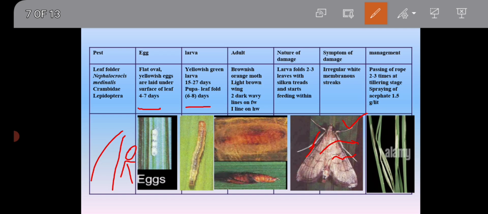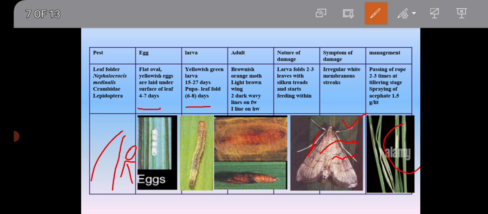So here you can see the adult is a brown colored moth with 2 wavy markings on the forewing and 1 wavy line or marking on the hind wing. And coming to the symptom, here you can see irregular white membranous streaks.